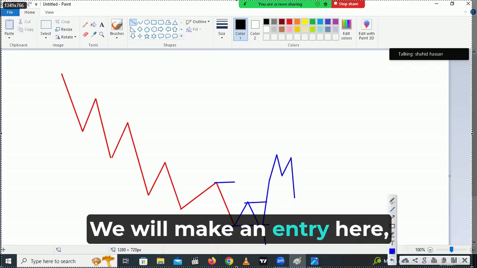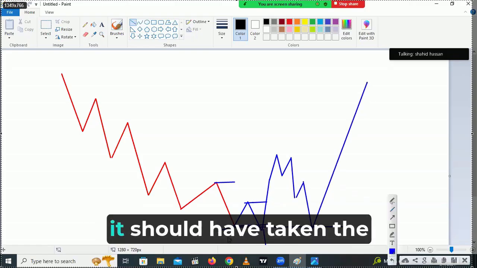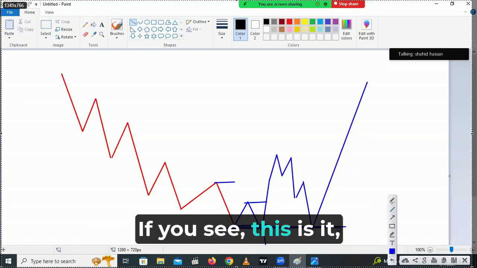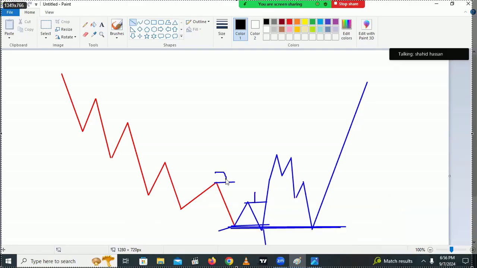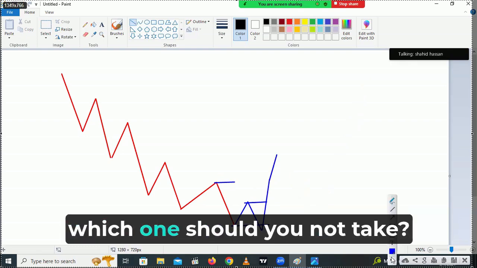We will make an entry here, engulfing both from here. All right, our entry will be made here. First, it should have taken the previous low, and second, it should have broken here. If you see, this is it, and second, this is it. You should not take this side one. It will become fake.